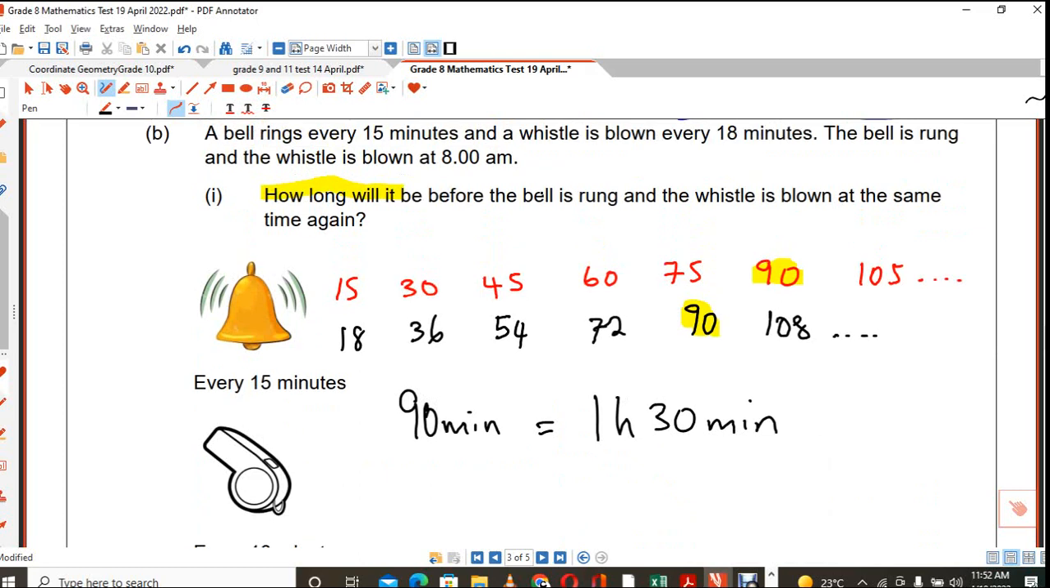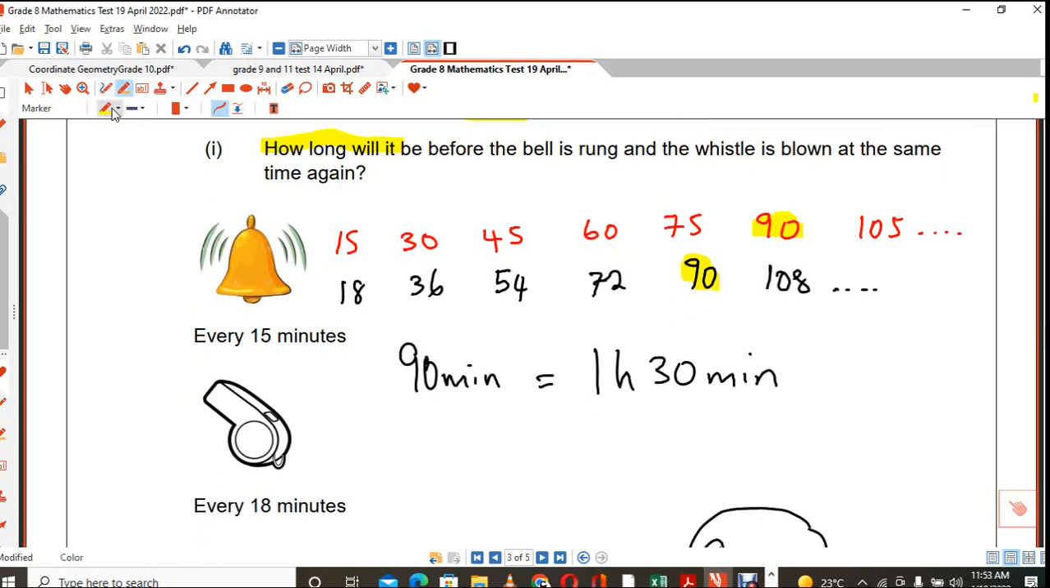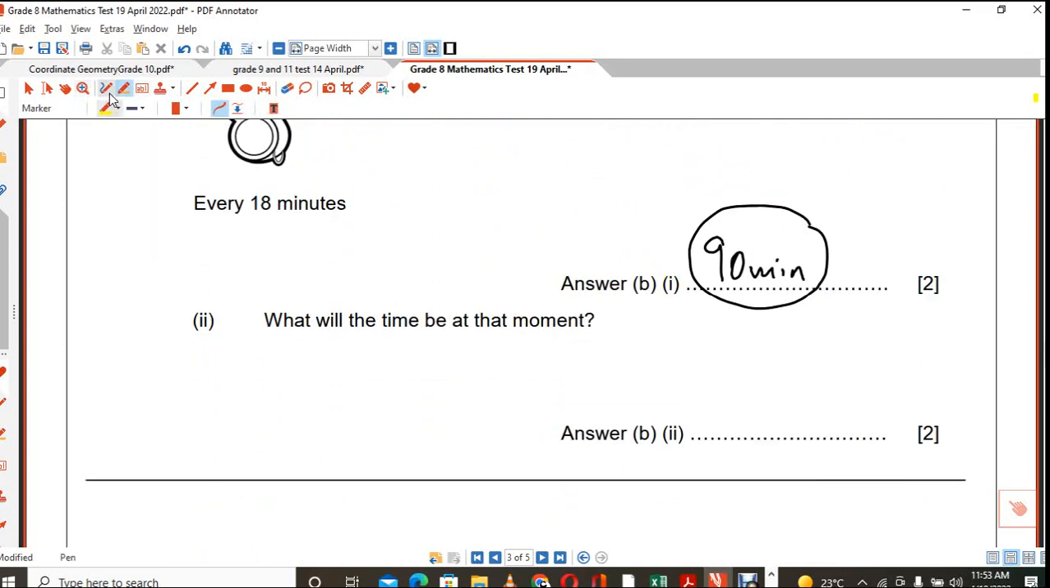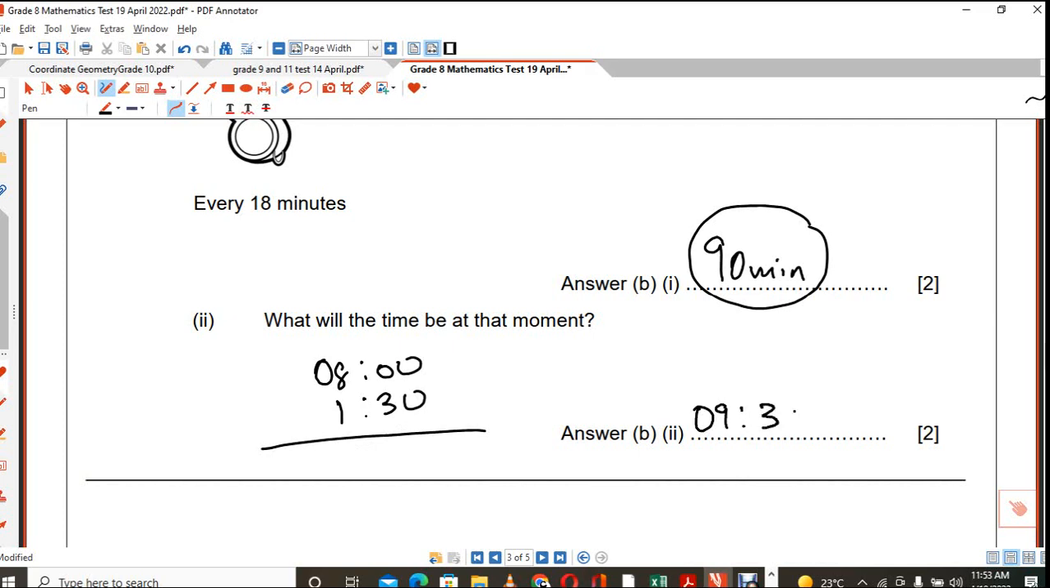Here it says that at 8 o'clock, they ring together. You see here? At 8 o'clock. So you must add 1 hour and 30 minutes to 8 o'clock. And if you write the time wrongly, I give you wrong. So you were supposed to say 8 o'clock plus 1 hour, 30 minutes. This gives you 09:30. What type of time is this? This is digital time.